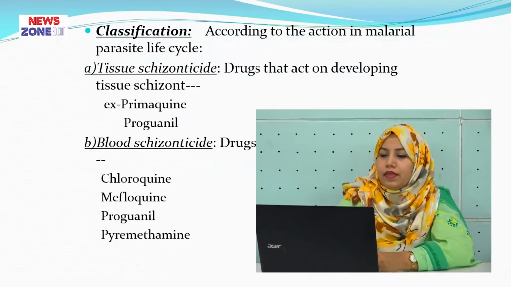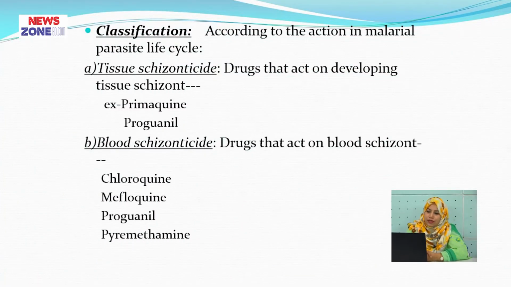In my previous class, I discussed the Plasmodium life cycle in case of malaria disease. Now I am discussing the classification of the antimalarial drugs. Antimalarial drugs can be classified according to their action on the malaria parasite life cycle.